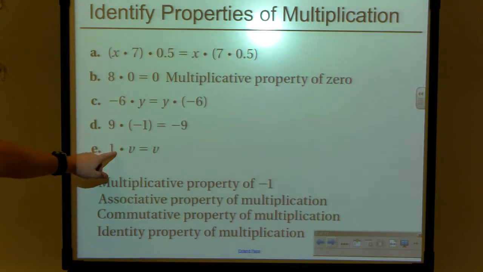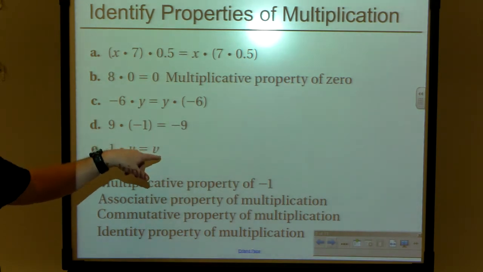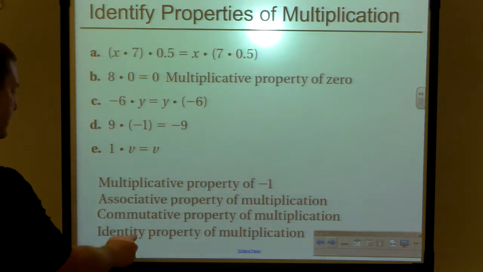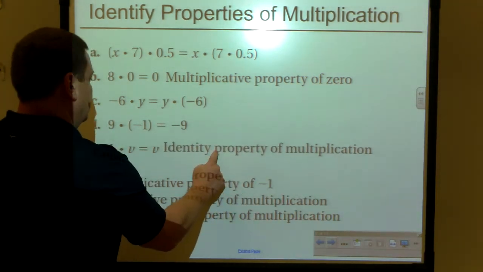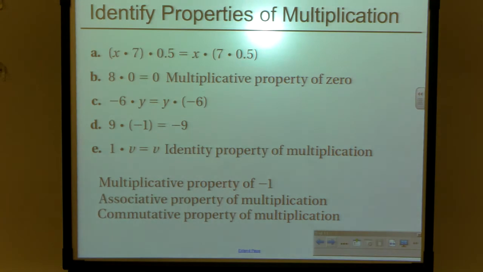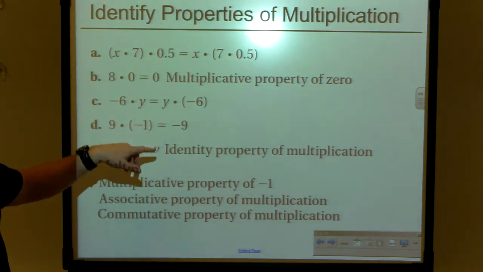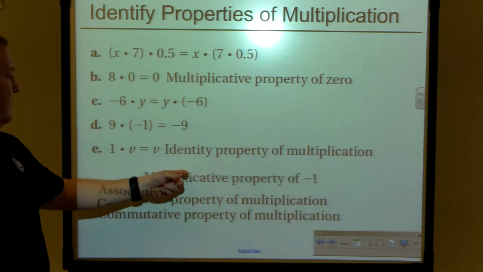The next thing I notice is a times 1. So anything times 1 equals itself. In other words, it's its own identity. So I'm looking for the identity property. There it is right there. That's the identity property. Oh, this is a -1. So I'm looking for the property of -1, the multiplication property of -1. There's that one.